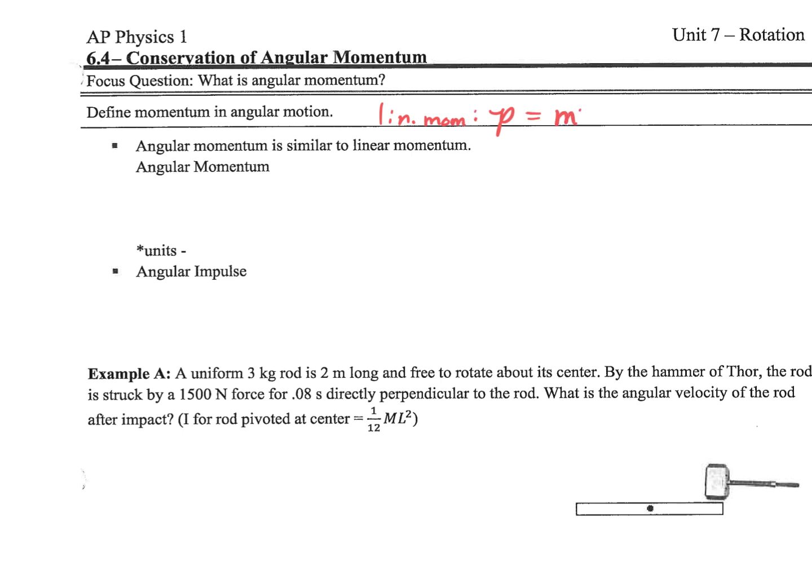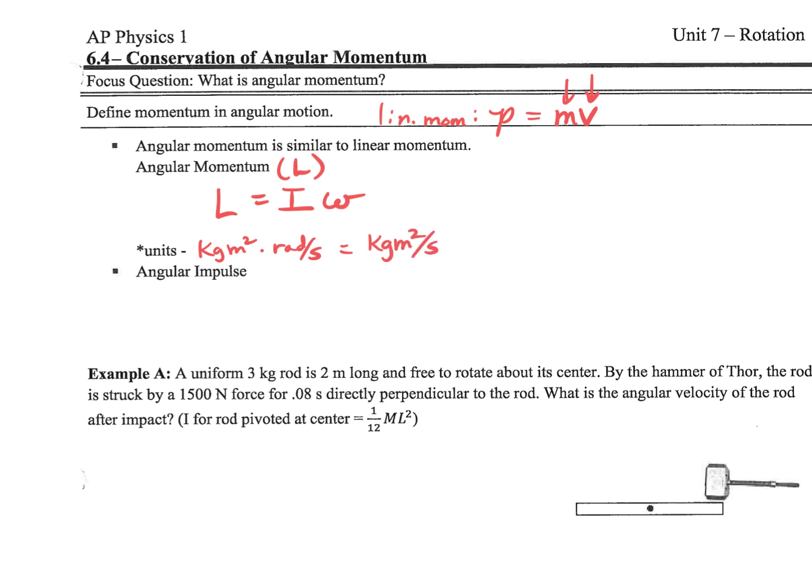is equal to mv. So if we take that and turn it into angular momentum, which is capital L, L is equal to the rotational analog to mass, which we learned last time was inertia, and the rotational analog to velocity, which is omega. So L equals I omega. The units, of course, for I is kilogram meters squared, and then this is radians per second. So we are going to end up with kilogram meters squared per second as our units.